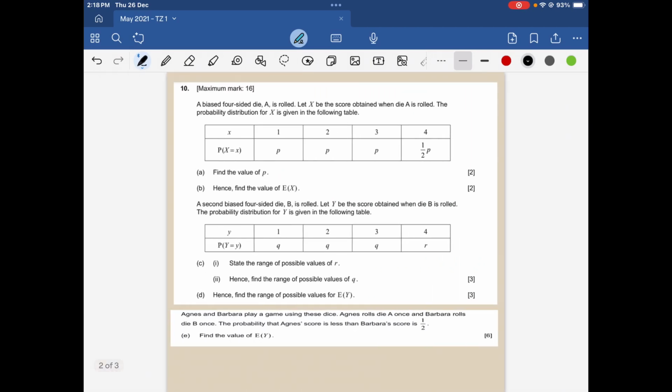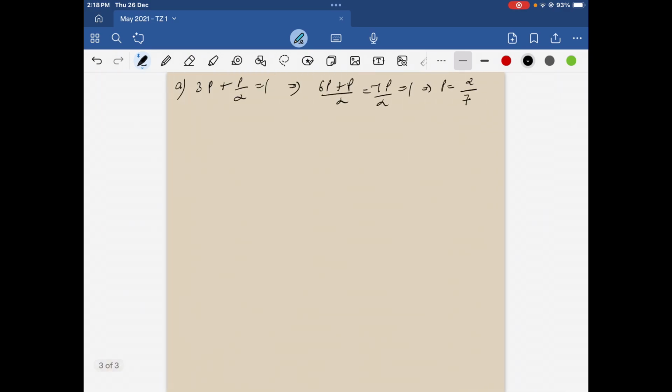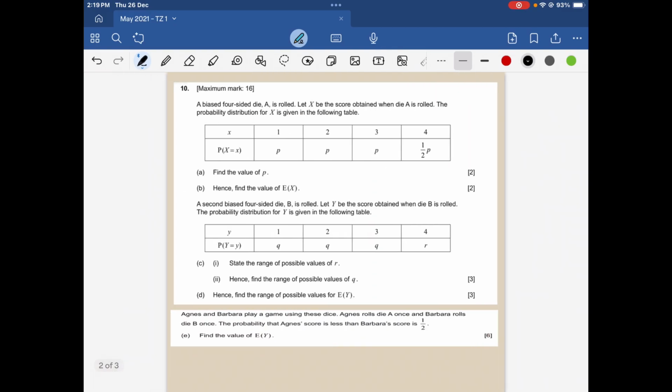Part B goes like this: hence find the value of expected value of X. Now expected value of X means what? It has a formula: the sum, sigma, of all probabilities of X multiplied by its original X. This will give me expected value of X. So keeping that in mind, now we know P is 2 by 7.